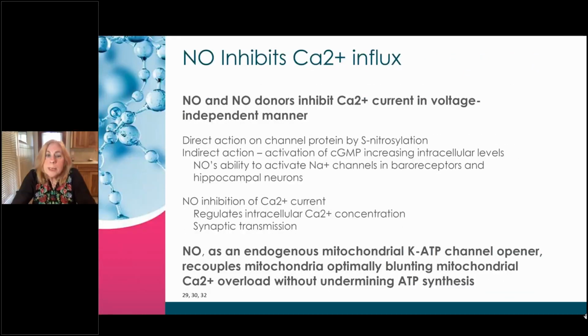So nitric oxide and nitric oxide donors inhibit this calcium influx into the cell by two different actions. You've got direct nitrosylation on that channel protein, and you've also got activation of the cyclic GMP, which increases nitric oxide within the cell. Nitric oxide inhibits that calcium current, regulates the intracellular calcium concentration and the synaptic transmission. So nitric oxide can actually recouple that mitochondria, blunting that mitochondrial calcium overload without undermining ATP synthesis.